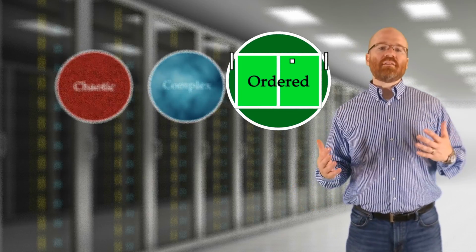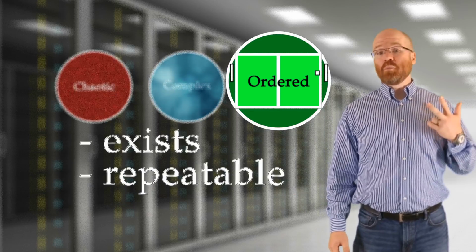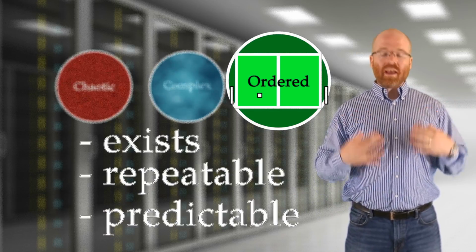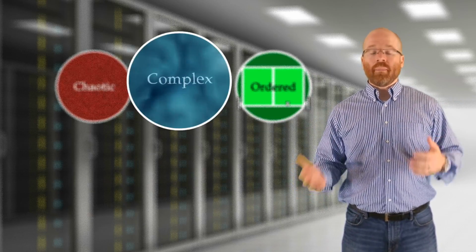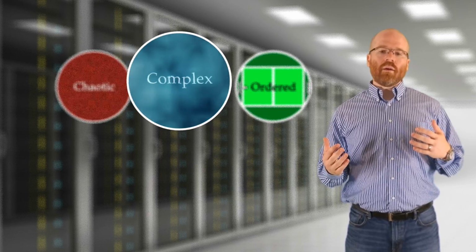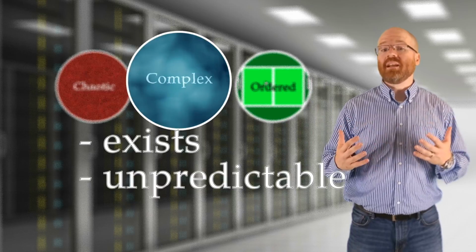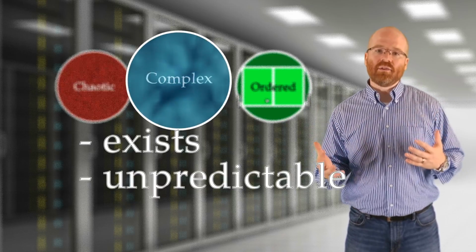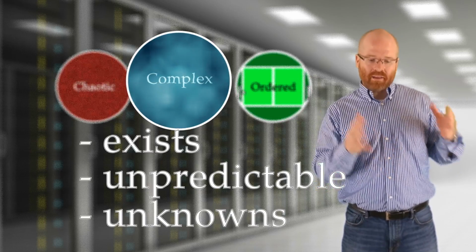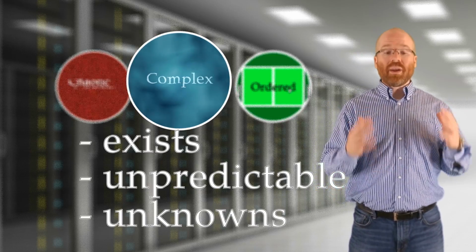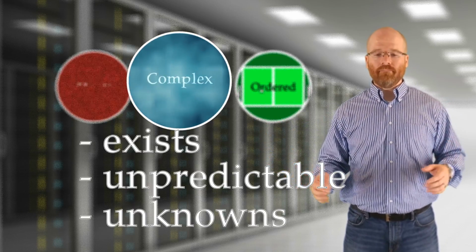An ordered system is a system where the relationship between cause and effect exists, is repeatable, and is predictable. This is a case where you can tell what the effects of your actions are going to be before you execute them. A complex system is a system where there is a relationship between cause and effect, but you can't necessarily predict the effects of your actions in advance. Perhaps there are some unknown agents where you can tell in hindsight that your action caused this effect, but you can't necessarily predict that the same action will cause the same effect in the future.